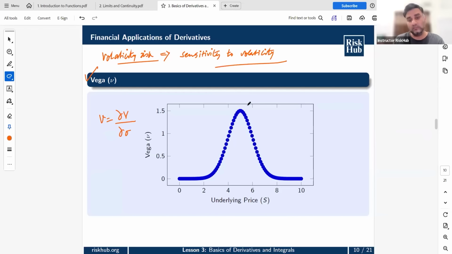Again, at the money options are most sensitive to volatility. You have to understand this when you compare at the money with out of the money and in the money options. Deep in the money and deep out of the money options are not that sensitive. So ATM options have maximum Vega.